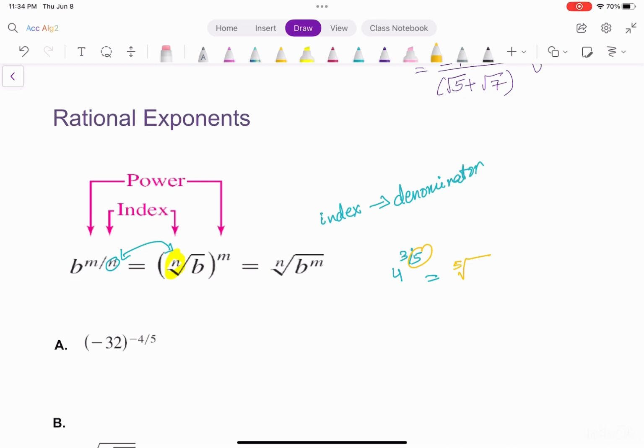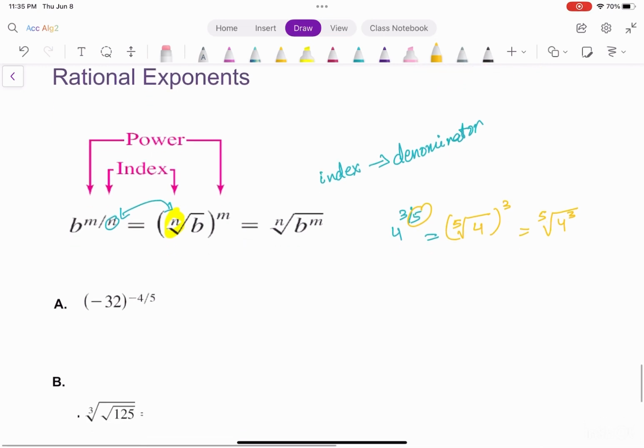So in this case, 5 is the denominator. That means index is the 5. And 4 is in the parentheses inside the radical and everything cubed. The other way is I can do 4 cubed inside the radical with the index of 5. So these are different ways of writing the rational exponents. Let's try number A. So the denominator is 5, right? So the index is 5. So negative 32 and everything to the power of negative 4.